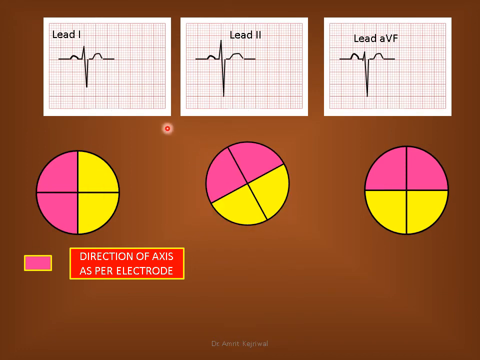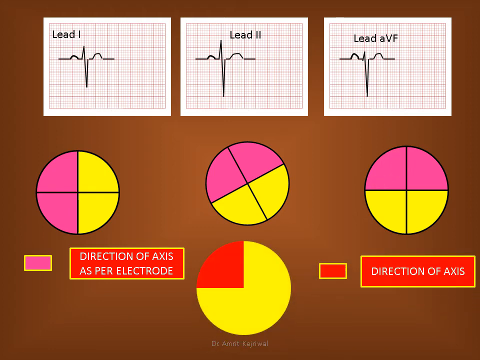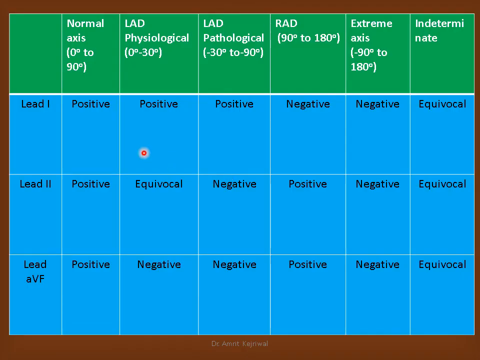Here all three are showing predominantly negative waves: lead 1, 2 and AVF. So this should be the axis of lead 1, this should be the axis as per lead 2, and this should be the axis as per lead AVF. So the common area is somewhere here, extreme axis nearly. Yes, exactly, extreme axis.